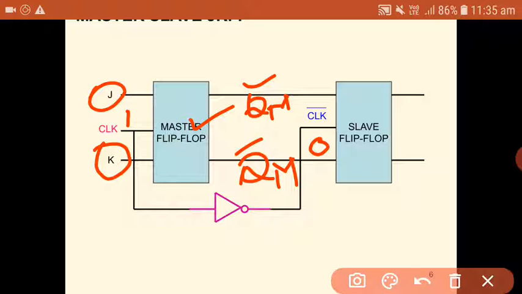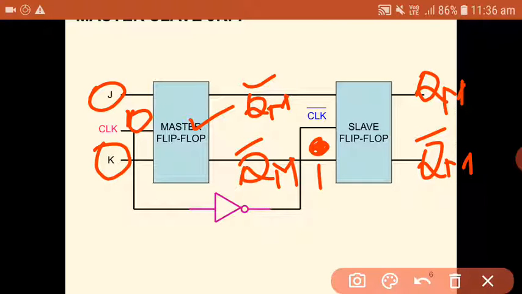When clock becomes 0. When clock becomes 0, the clock for the slave flip-flop will become 1, so that now whatever QM and QM bar will be there, that will be acting as inputs to the slave flip-flop after its activation with respect to the clock, and it simply produces the output Q and Q bar.